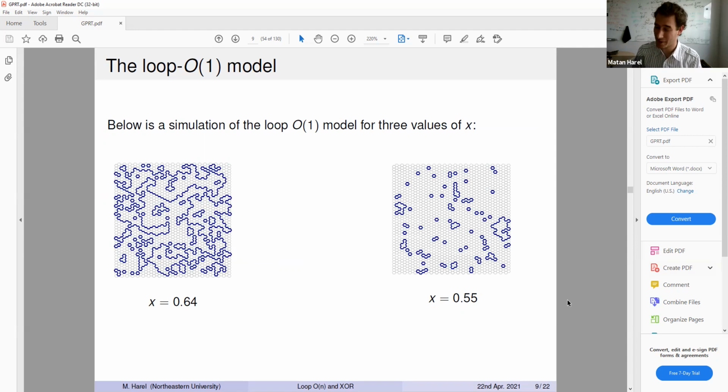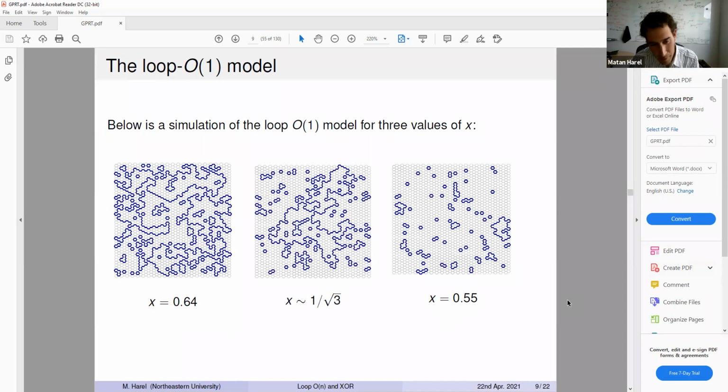This is dramatically different, and in fact, this falls under the category of short loop. You see a lot of blank space, and these things don't really interact. You can probably guess by the picture that there's going to be something in the middle. In the middle, I've sampled it at x approximately equal to 1 over the square root of 3. That parameter turns out to be the critical parameter for this model, because what we're seeing right here is a phase transition. As x decreases, you go from a long loop phase to a short loop phase with a critical phase in the middle, which also is roughly long loops, right?